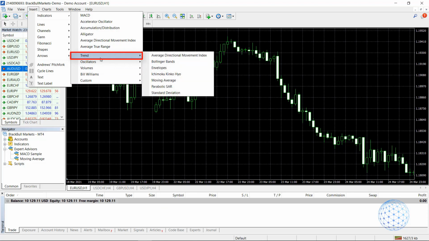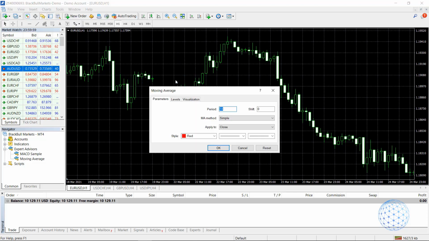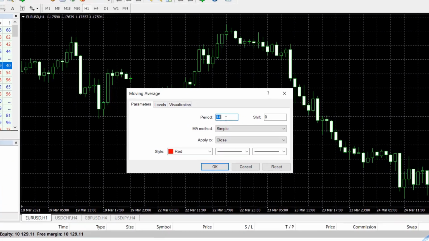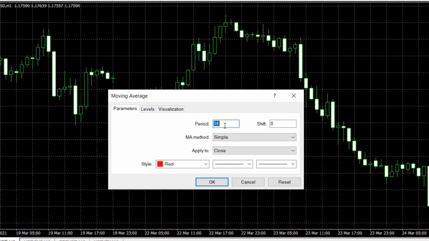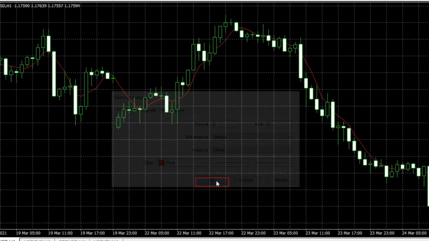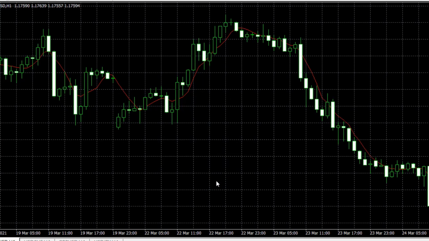Now the trend indicators are probably the most popular ones, and I will choose the moving average, which is one of the first indicators out there, and for me one of the best indicators. Okay, now we have by default period of 14, but I will select period 5 just to explain better what that is and to give you a better idea about how we use these indicators.